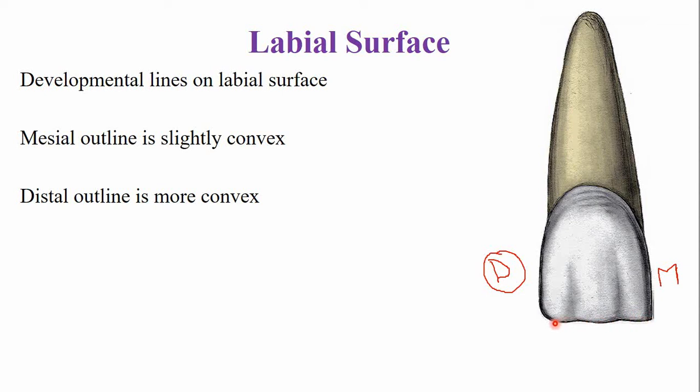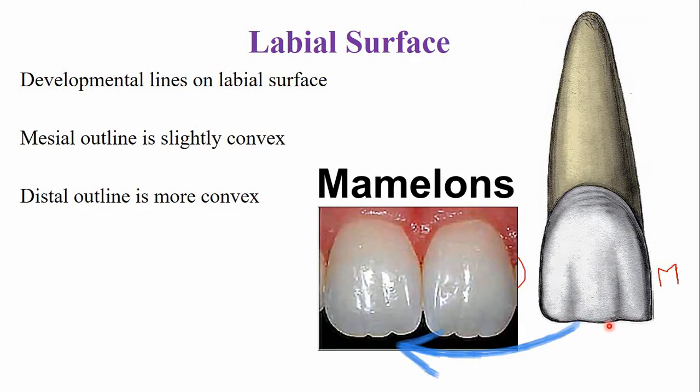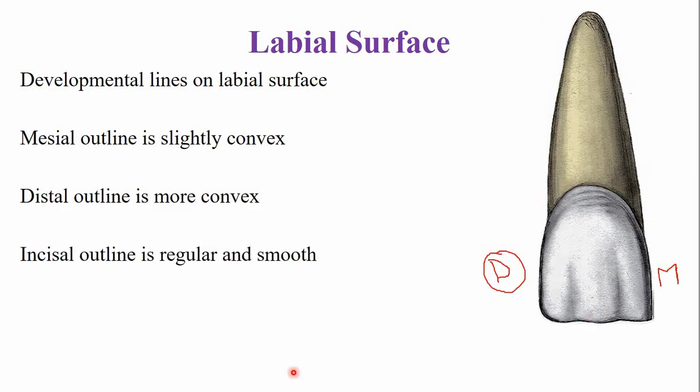However, in newly erupted teeth, you will see some protuberances, and those are known as mamelons, as you can see in this picture. This is a picture of newly erupted incisors, and you can see these three protuberances on the incisal surfaces. These are known as mamelons. The incisal outline is regular and smooth.